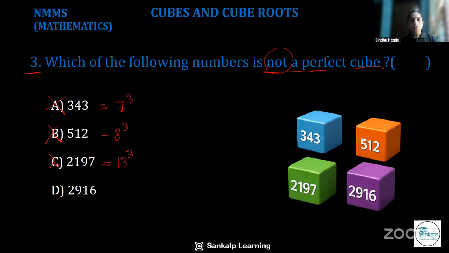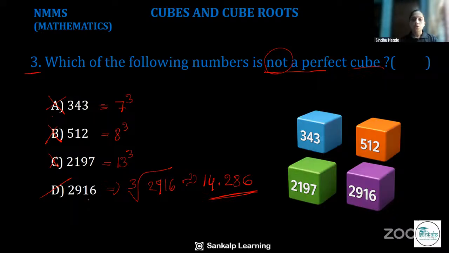Then option D, 2916. Cube root of 2916 is equal to 14.286, which is nearly equal to 14.286. So this is not a perfect cube. Option D is the correct answer, because here they ask about not a perfect cube. Option D, 2916 is not a perfect cube. So option D is the correct answer.